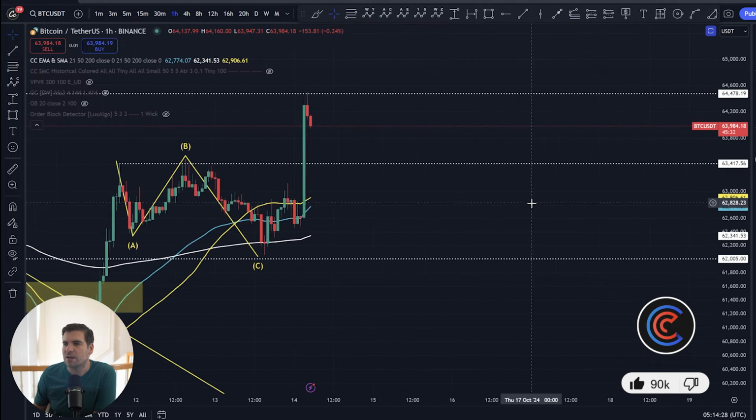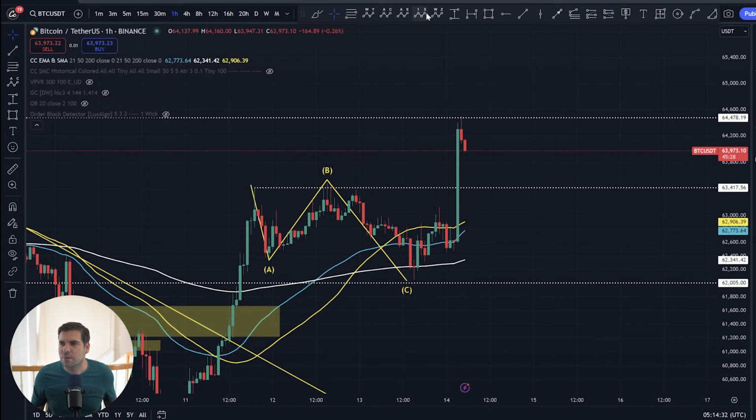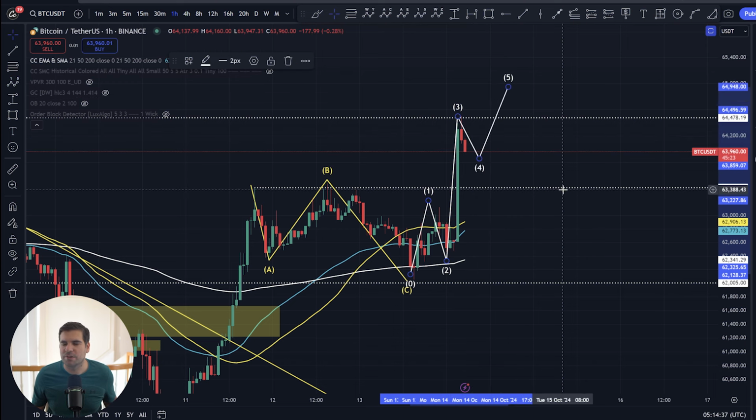I think we are in the middle of the finishing structure. Basically what we can see here is we have a wave 1, a wave 2, a wave 3, we're in the wave 4, and we move up into the wave 5.